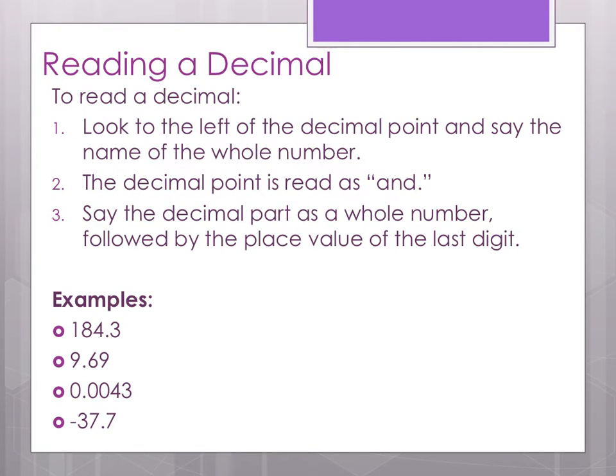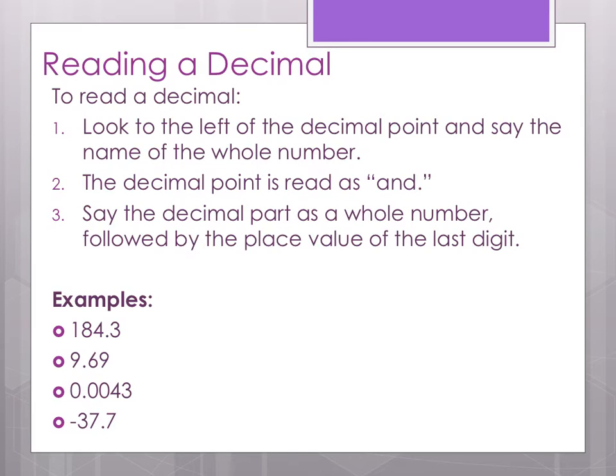Now we'll move on to reading and writing decimals. We'll start with how to read a decimal. To read a decimal, look to the left of the decimal point and say the name of the whole number, just like you would before. Just make sure not to use any extra ands. Some people say 150, and in mathematics that's not correct, because we'll see in step 2 the decimal point is read as and. So don't insert an and anywhere before the decimal point.